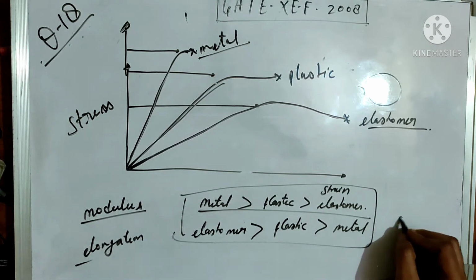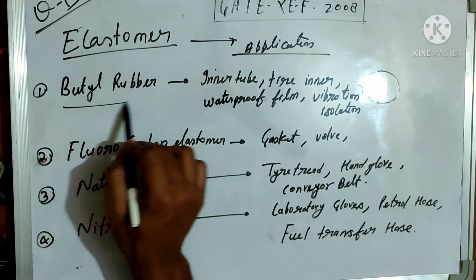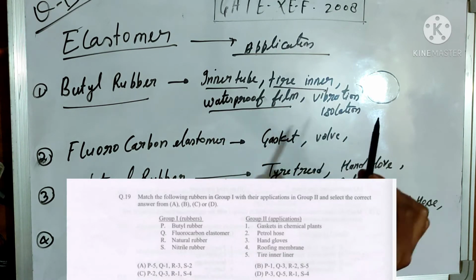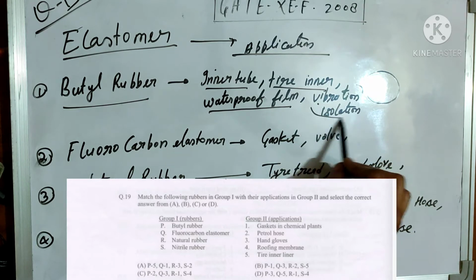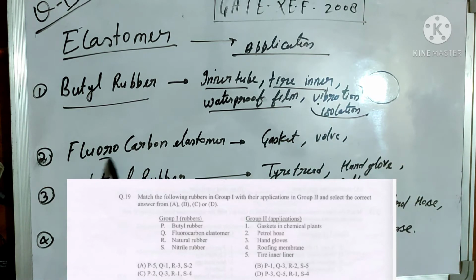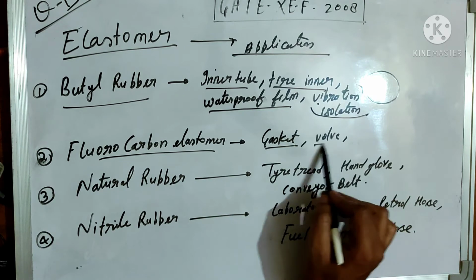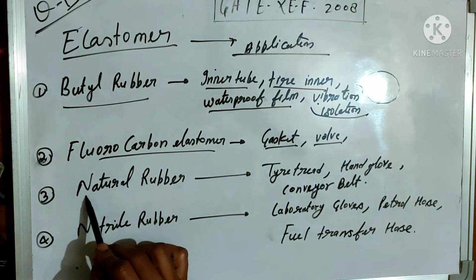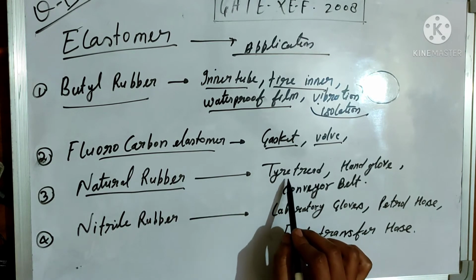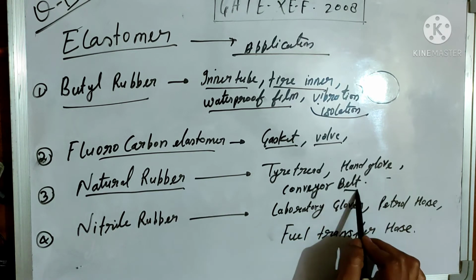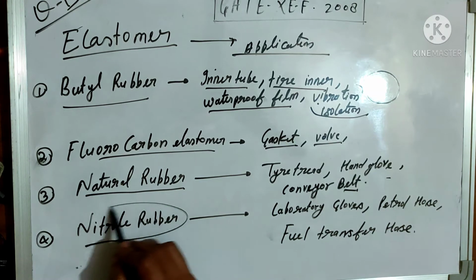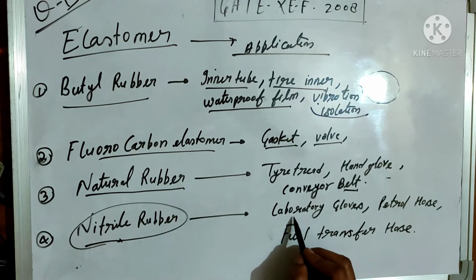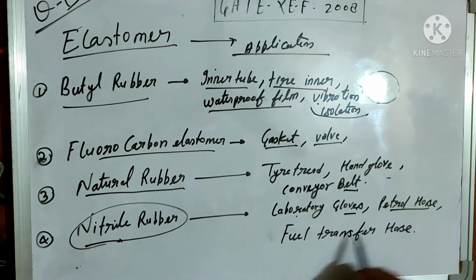Then the correct option is C. Answer. Butyl rubber is used in making inner tubes, tire inner liners, waterproof film, and vibration isolation. Fluorocarbon elastomer is used in making gaskets and valves due to the presence of the fluorine atom. Nitrile rubber is used in making tire treads, hand gloves, and conveyor belts. Nitrile rubber is petroleum resistant, that's why it is used in making laboratory gloves, petrol hose, and fuel transfer hose.